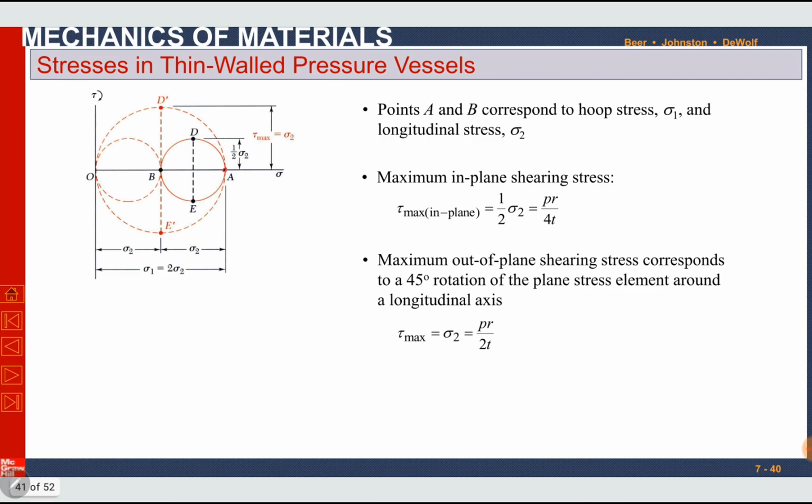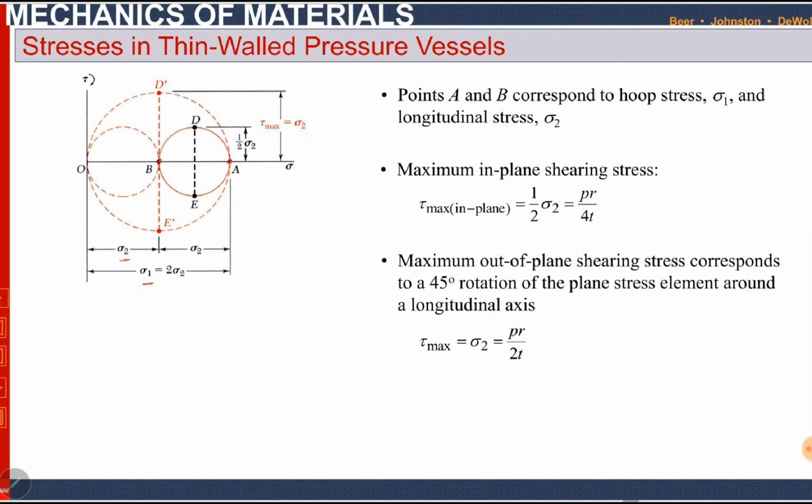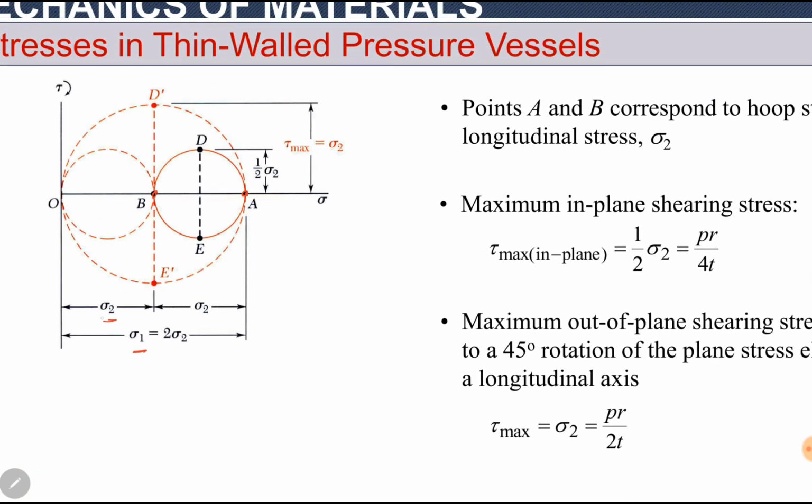Point A denotes hoop stress, point B denotes longitudinal stress. Point A is sigma 1, OA, and OB is sigma 2. Sigma 2 is half of sigma 1, so OB and BA, both portions, are equal, sigma 2 and sigma 2, because sigma 1 is 2 times sigma 2. These two stresses are non-zero stresses. So if we draw a circle along these two stresses, it will be a solid circle. It is an in-plane circle.